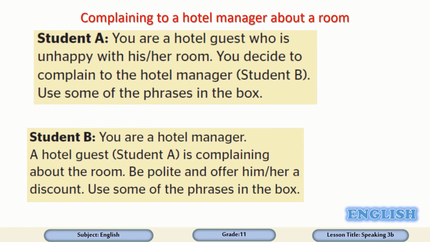We go now with the second conversation, which is about complaining to a hotel manager about a room. We have two roles. Role A: you are a hotel guest who is unhappy with his or her room. You decide to complain to the hotel manager, and you are going to use some of the phrases in the boxes, page 47. The second role: you are a hotel manager, and a hotel guest is complaining to you about the room. Be polite and offer him or her a discount. Use some of the phrases in the boxes, page 47.